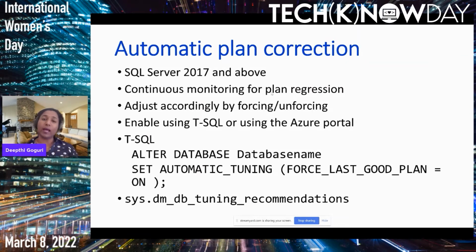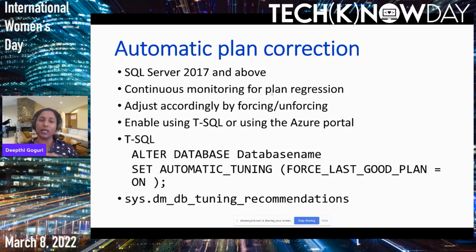What automatic plan correction does is continuously monitor and find the regression between the execution plans and automatically force the last good plan for you. For example, it continuously monitored and forced a plan, but it won't stop there. It keeps monitoring, and if a new execution plan is generated and is useful, it will unforce the old plan and force the newly generated good plan. It's a continuous cycle, right? It would not stop there.